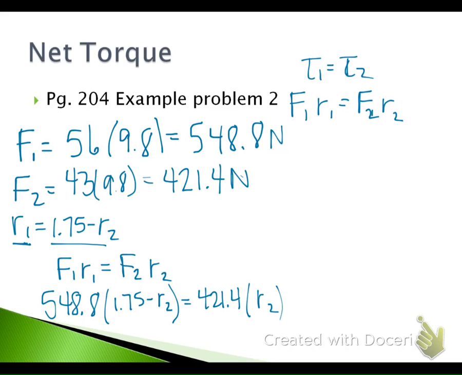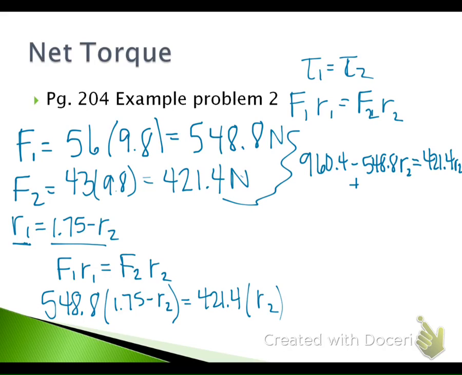I'm going to move this problem up to the top so I have a little bit more room. So that's going to give us 960.4 minus 548.8 R2 equals 421.4 R2. Do we agree so far? Okay, so now we're going to add that over, which gives us 970.2 R2 equals 960.4.